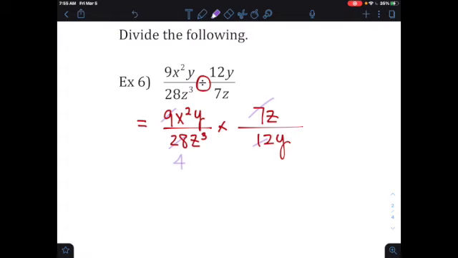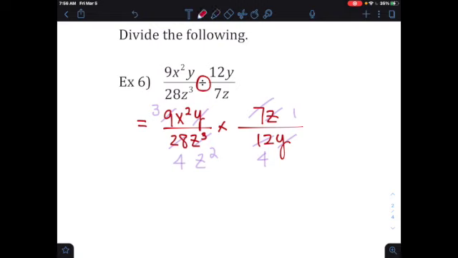9 and 12 can both cancel by 3, so I'm going to put 3 here and 4 here. Then you have x squared, and you cannot cancel x squared. The next one is y. You have one y on top and one y on the bottom. Going down to 7, I already canceled 7 with 28. And the z, I can cancel with the z to the third power. That's just 1 on top and z to the second on the bottom.